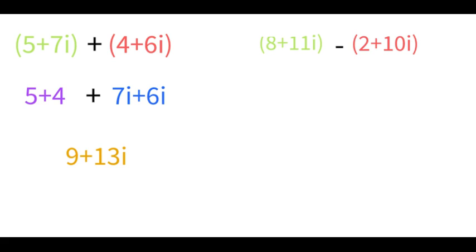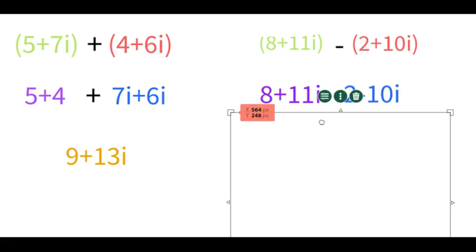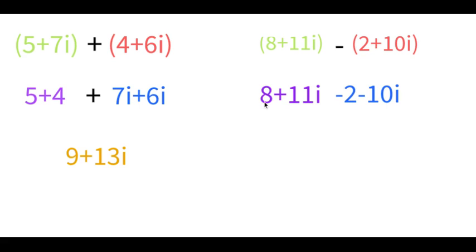So what we want to do first is distribute this negative across, because we want to get rid of the brackets. We just don't like brackets in math. So what we're going to do is distribute, which will get us to 8 plus 11i, subtract 2, subtract 10i.